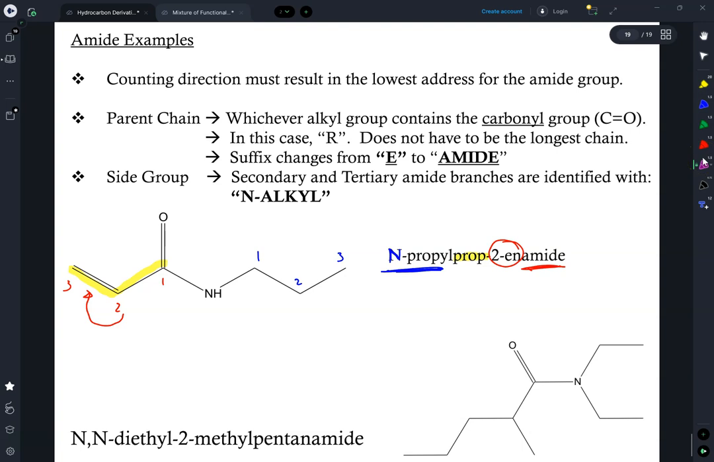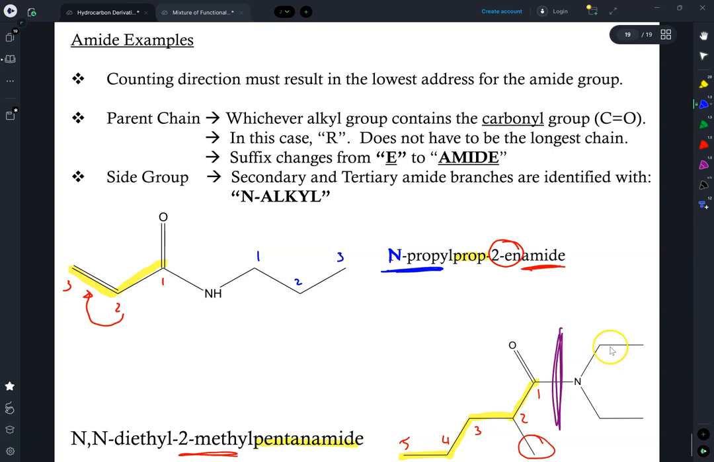With our final example, I'm going to cut it in half again. Whoever has a C double bond O must be your parent chain. So 1, 2, 3, 4, 5 carbons in the parent chain. That's why it's called pentanamide. On the number 2 carbon is our methyl branch. So that's why it's 2-methyl.